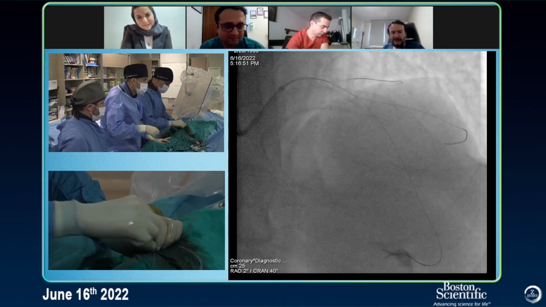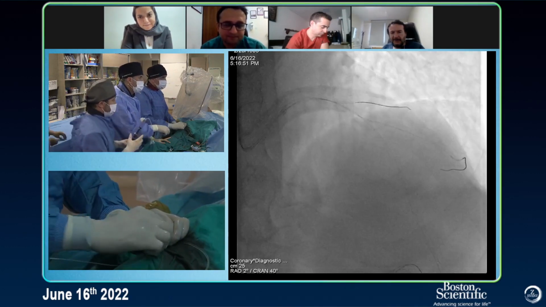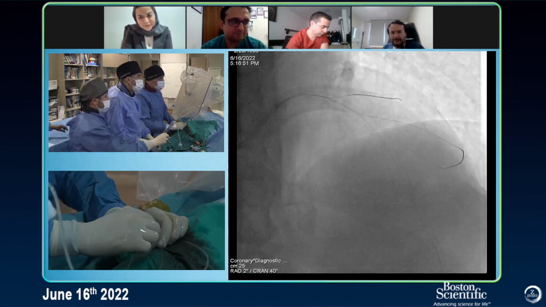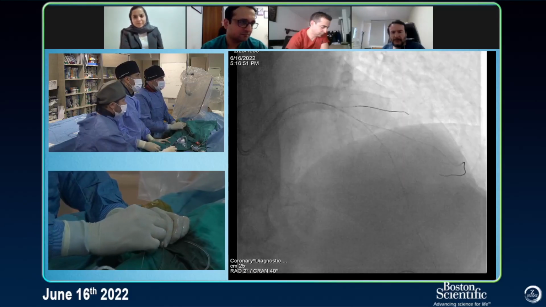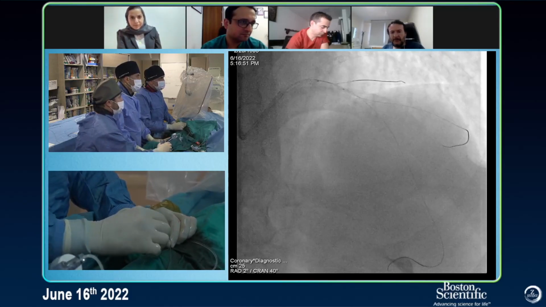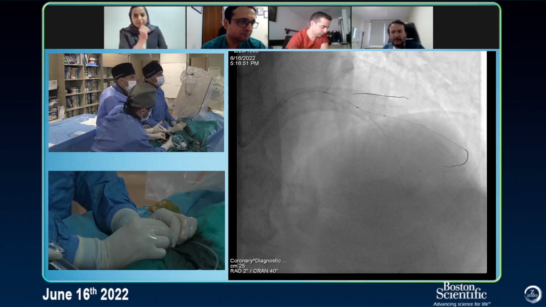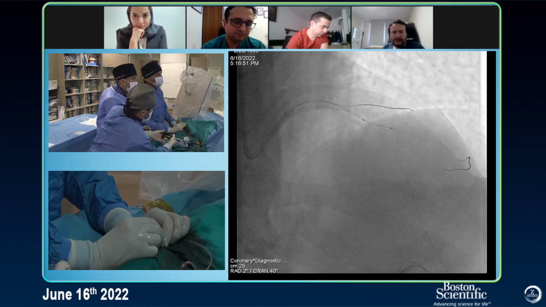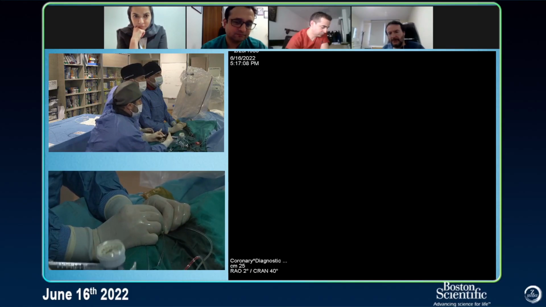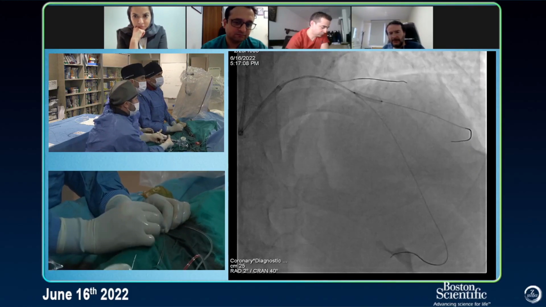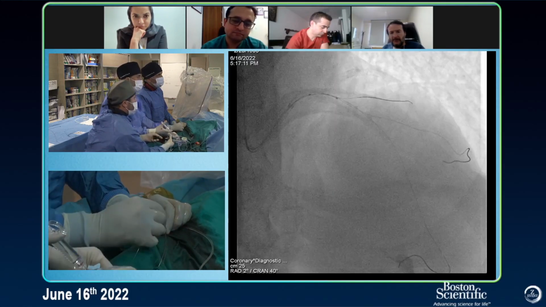Normally I like to do it, but I don't want to do it because I did already ballooning. I might have dissection, so I can't recross the lesion again, the LAD lesion. So I prefer, yes, go up. Let's see. 10, 12. Okay. 12. Down. Let's see.